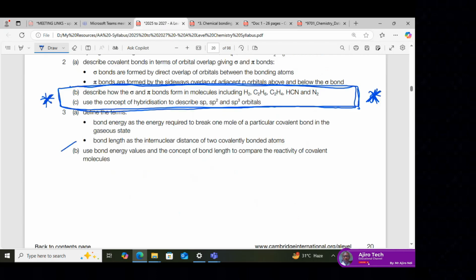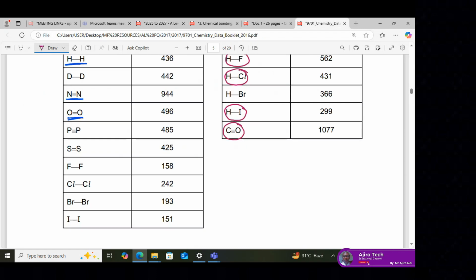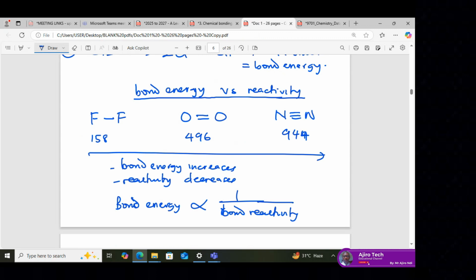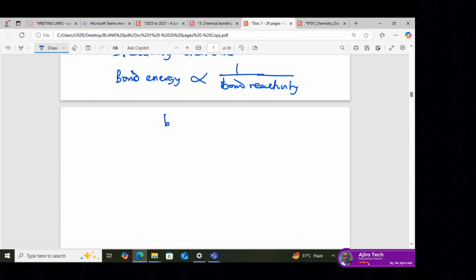Now, what about bond length again? What's bond length? Define the term bond length as the internuclear distance of two covalently bonded atoms. Let's show an example of that. The example I'll give you is HF, HCl, HBr, HI. Why is the bond length increasing down the group?